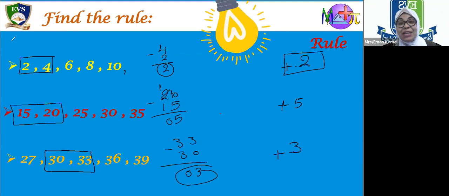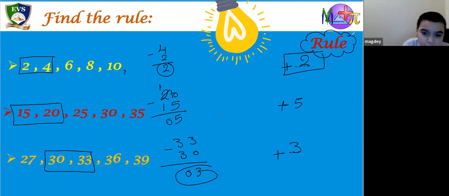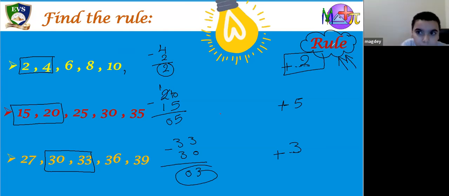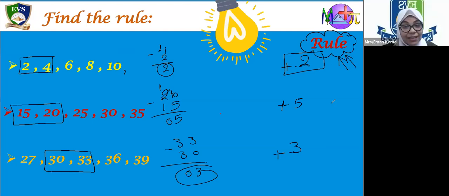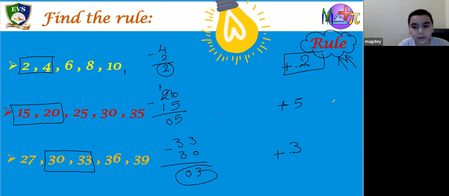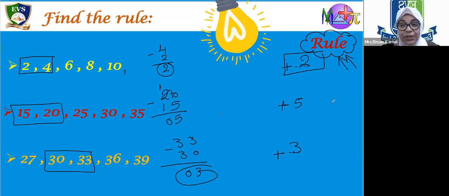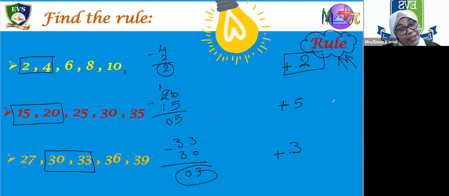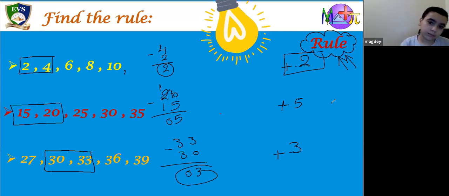Now, if you have any number pattern, number one, you have to find what? 3 minus 0. No. You have to find what? The rule. Plus 3. Yes. Plus 3 is called the rule, the rule of the pattern. So if you have any number pattern, you have to find what at the beginning? The rule. Excellent boy. Thank you so much, Magdi.